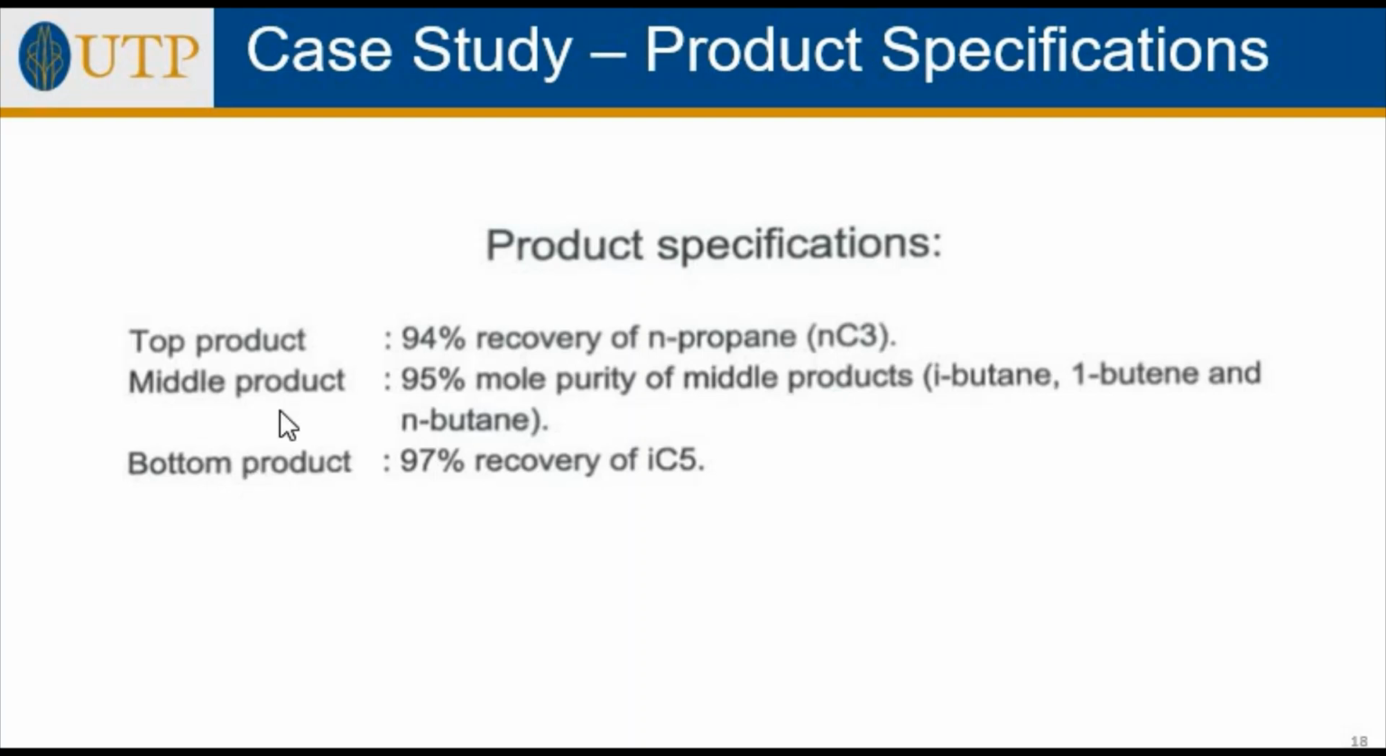And then the product specification is shown in this slide with the top product, middle product, and bottom product. The top product is 94% recovery of n-propane, the middle product is 95% mole purity of middle products including i-butane, 1-butene, and n-butane. The bottom product contains 97% recovery of iC5.